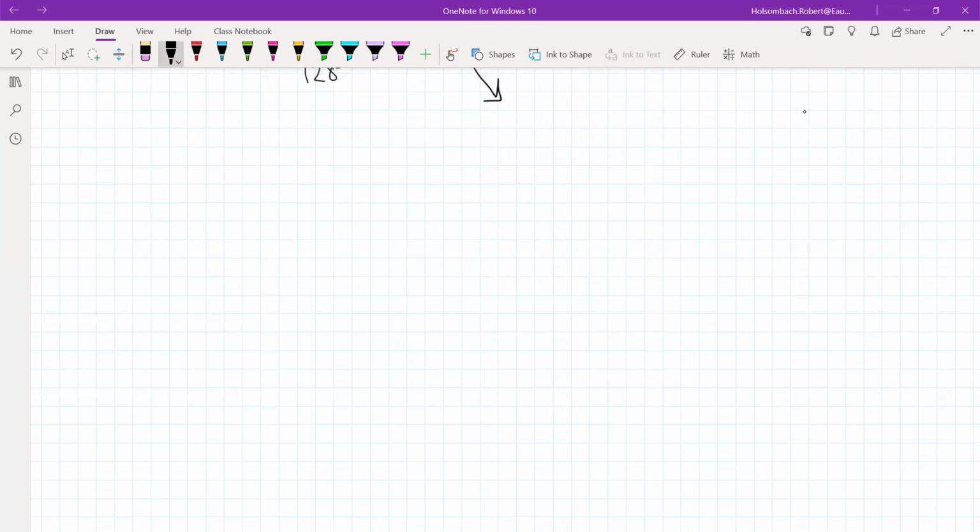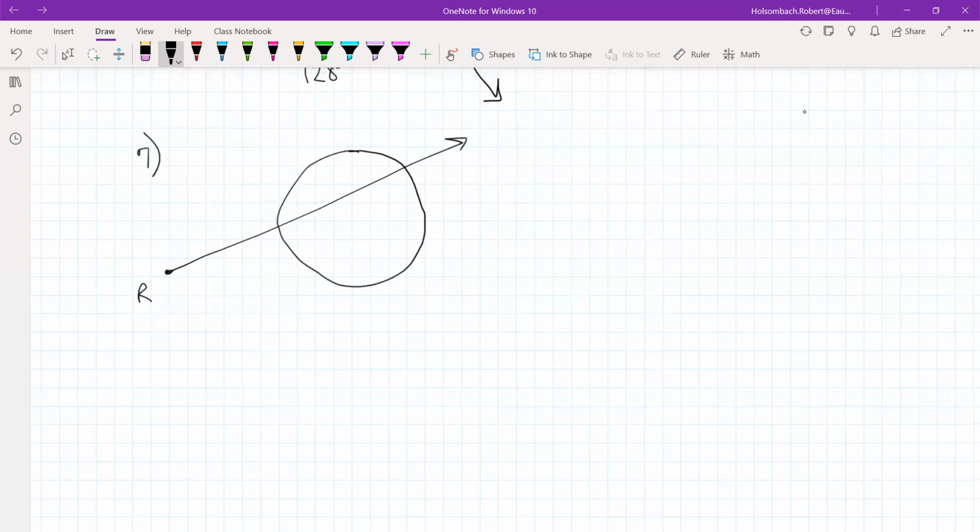Problem number 7. We've got point R outside of this circle, and it's the origin for these two secants. We've got a 40-degree arc, a 130-degree arc, and we need the measure of angle R.